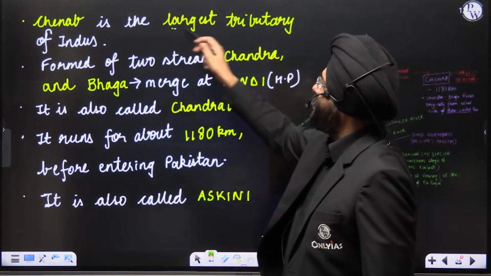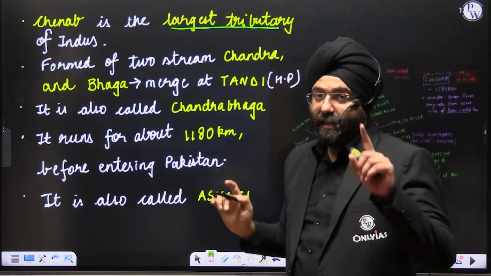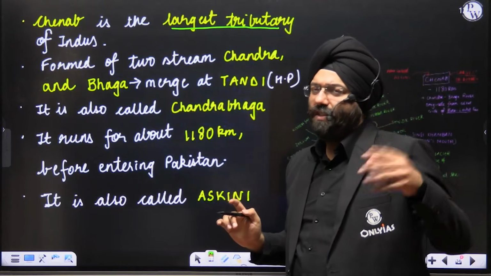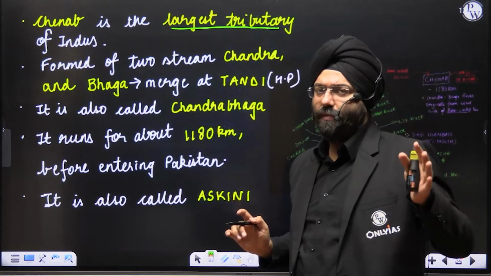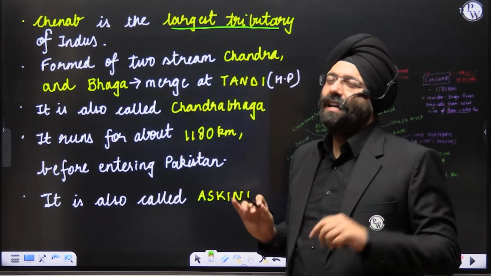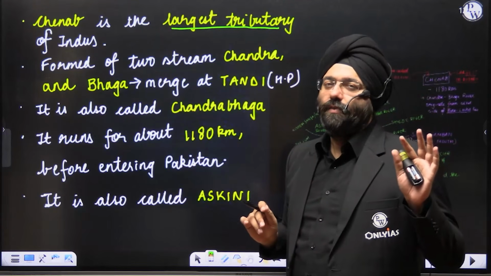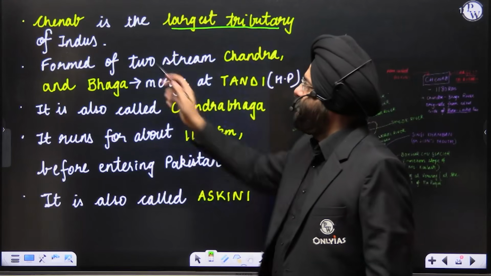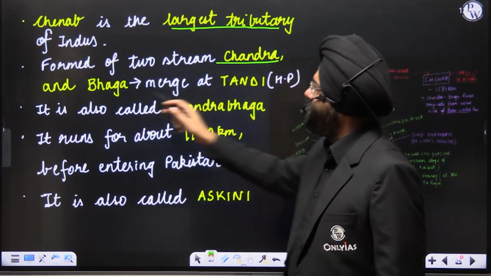Chenab is the largest tributary of Indus. Again, this has been asked in the prelims as a few of the statements that are mentioned. Let us say 3-4 statements are present. They can put some other river, that Jhelum is the largest tributary and all. No, Chenab. Right? Formed by two streams, Chandra and Bhaga.